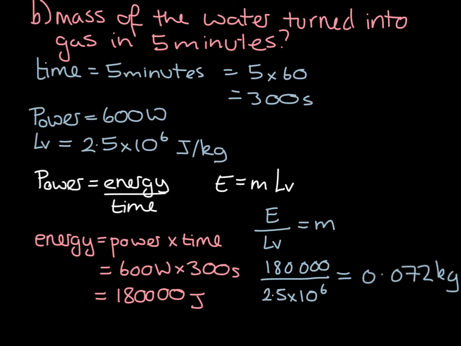So the second part of the question was what mass of water is turned into gas within the 5 minutes that it's boiling. So first of all, I've got to turn 5 minutes into seconds. I know the power and I know the latent heat of vaporization. So I've got 2 equations here, power equals energy over time, and energy equals mass times the latent heat of vaporization. So I rearrange my power equation here. So energy equals power times time, so 600 watts times 300 seconds gives me 180,000 joules.